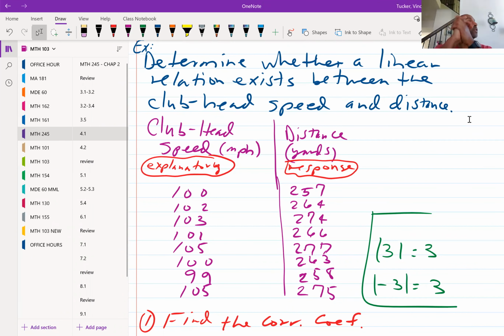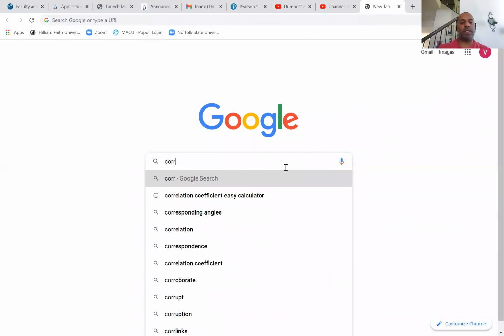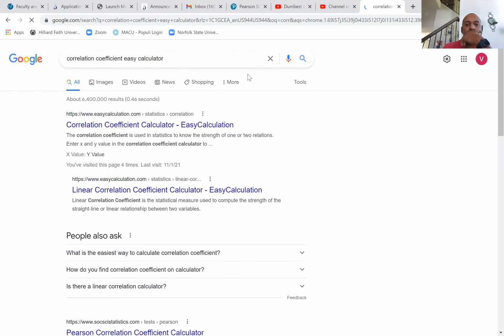Okay. So the first thing we need to do is find our correlation coefficient. All right. Are we ready to switch to another page? Anybody still copying? All right. So you just go to Google and search for correlation coefficient easy calculator. I'm about to go back to that page.